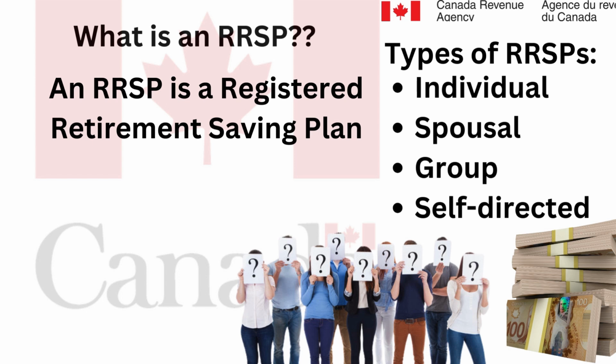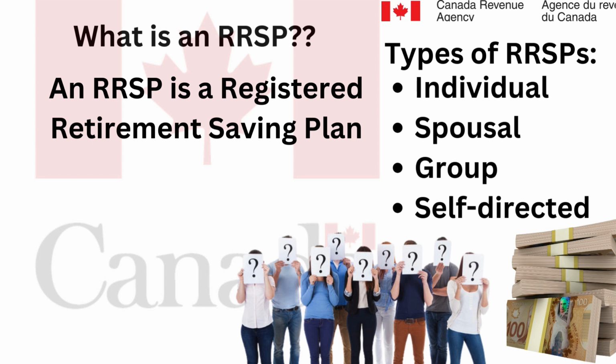The third one is a group RRSP. This is generally offered to employees by a company where they have a large group of all the employees put money into it. It's usually managed by another company. They'll probably do a contribution match, where they say, okay, as an employee, if you put in 2% of the RRSP, we'll put in 2% for you. So you essentially get 4%.